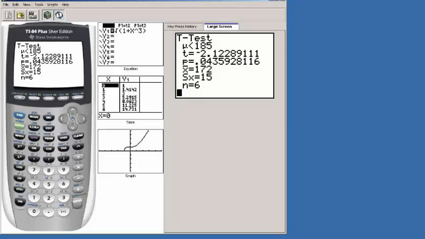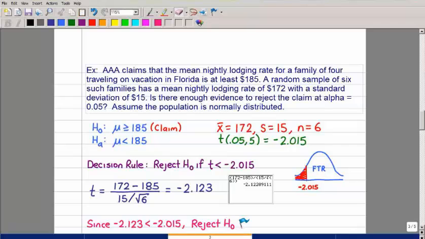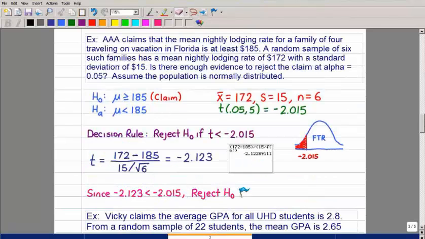And there you see we have a test statistic of negative 2.123. And if you want to glance at the p-value because it's there, you can certainly look at it. That p-value is a little bit less than alpha, but that also means reject. So we would reject that claim, and we would support the alternative that the average mean cost is less than $185 for the hotel rooms.